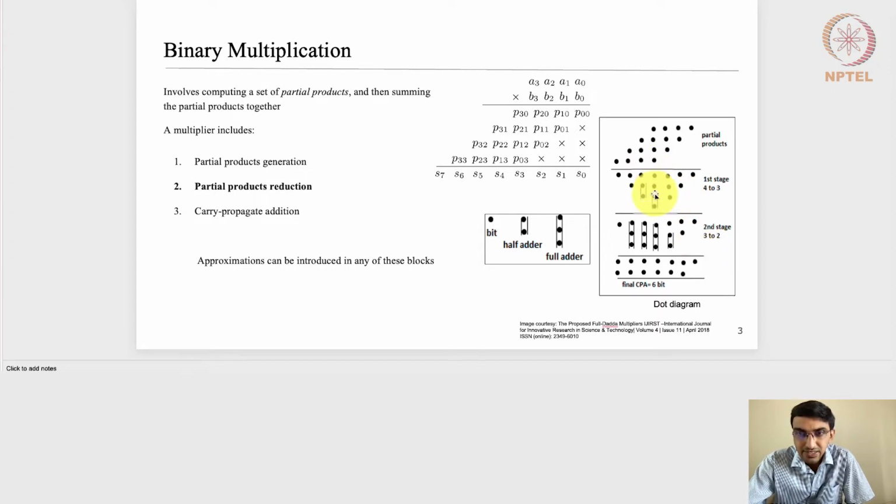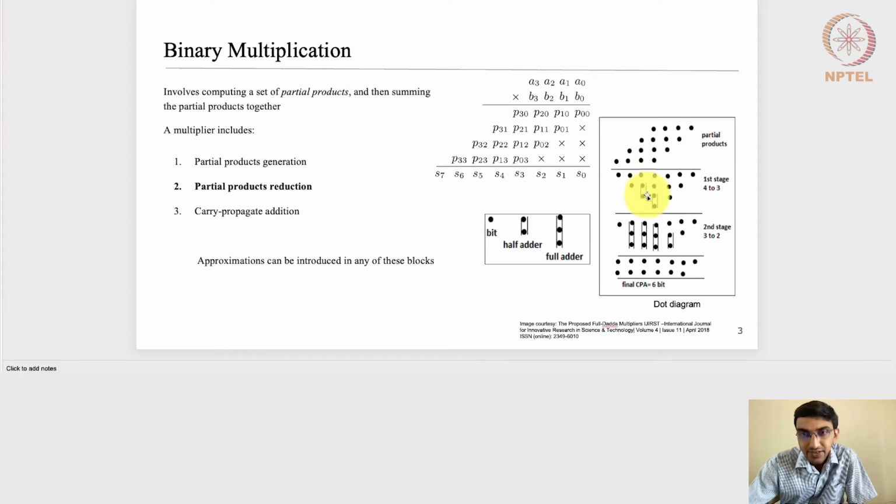Here the maximum length is 4. Maximum length means if I consider any column out of the 7 columns here, 1, 2, 3, 4, 5, 6, 7, the 4th column turns out to have the maximum height or length, right? So I'm trying to reduce the length of 4 into 3 by applying some half adders. This particular enclosure, which encloses 2 bits, or the 2 dots here, represents the half adder.